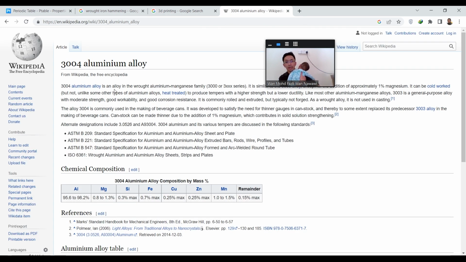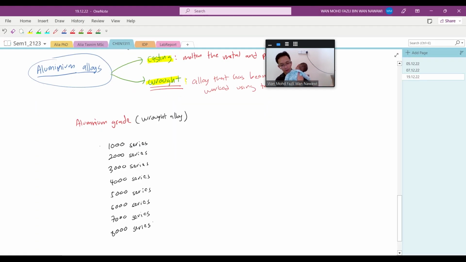3004 aluminium alloy is a wrought aluminium-manganese alloy, meaning that they add manganese. So this 3000 here, we know that they add manganese. This is manganese, not magnesium.